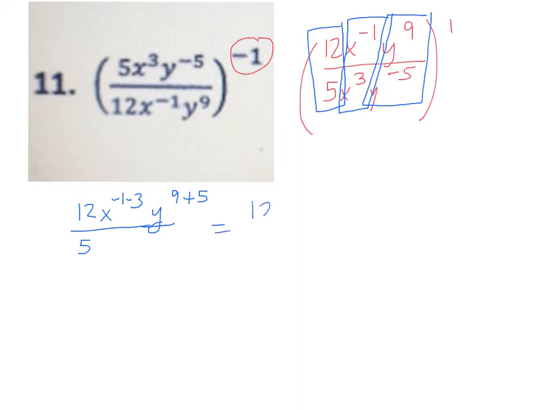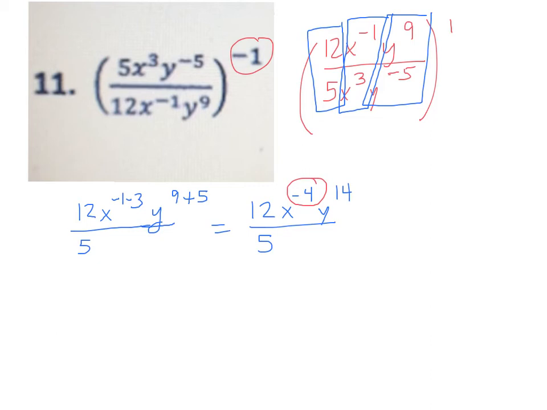I'm still not going to do anything with the 12 or the 5. They're going to stay where they are. X is now going to have an exponent of -4. Y is going to have an exponent of 14. I'm not done. I can't leave this negative exponent here.